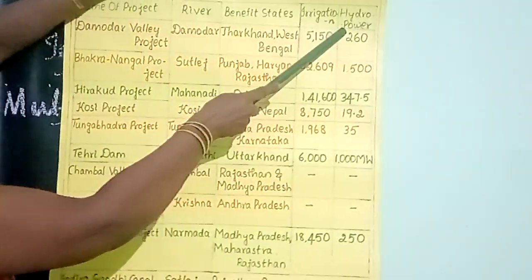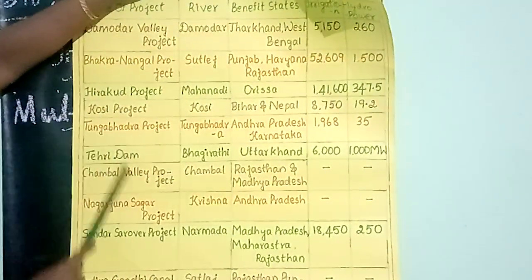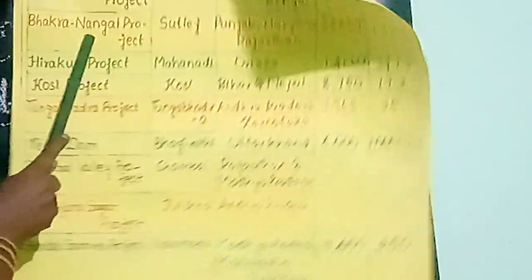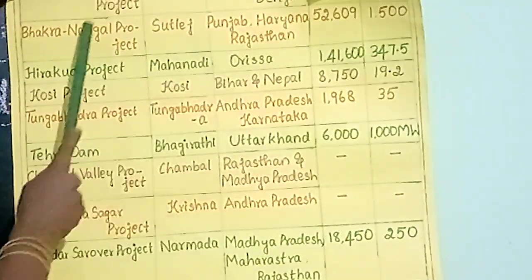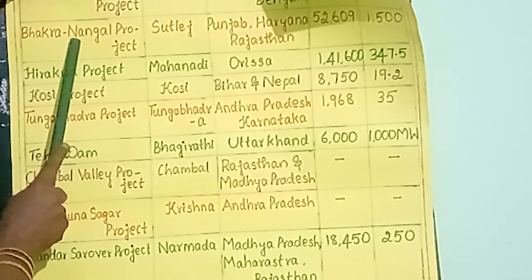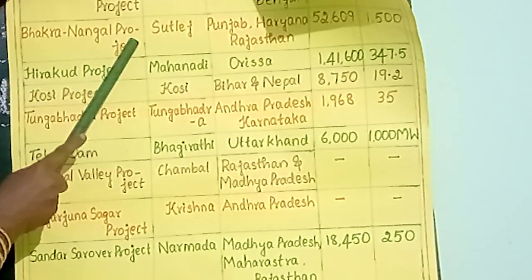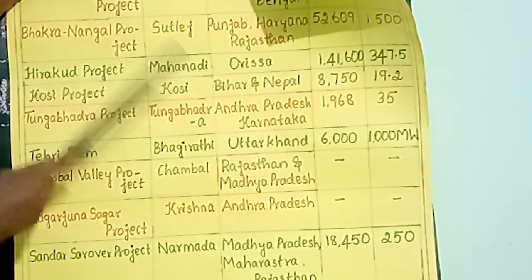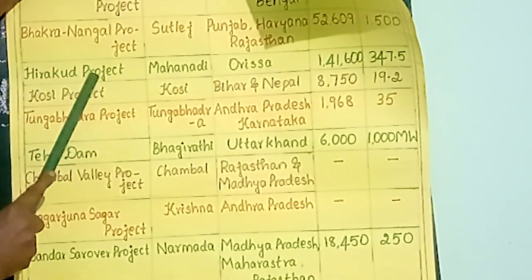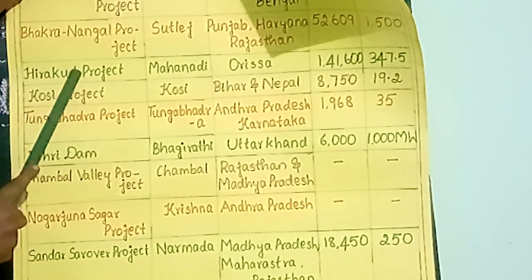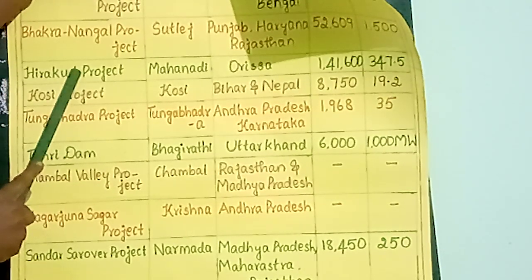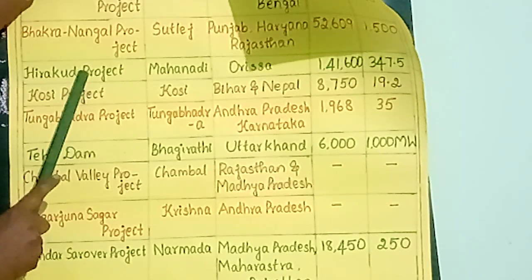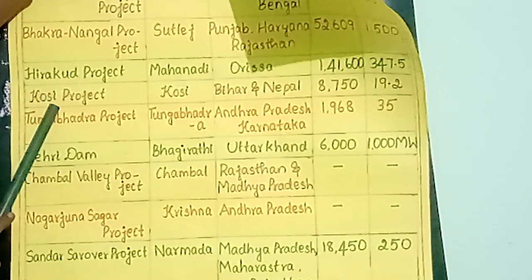From here, 3 book inside one word questions are there. Listen very carefully. First one is Bakra project. Which is the highest gravity dam in India? Bakra project. Then the second book inside question is Hirakud Dam. Which is the longest dam in the world? Hirakud Dam.